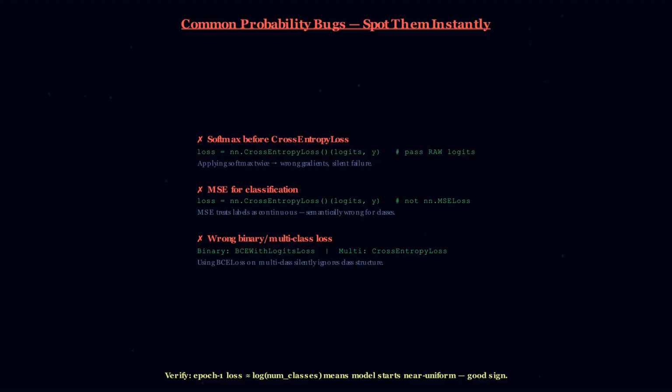Bug 3. Forgetting that cross-entropy expects raw logits, but binary cross-entropy with logits also has a separate version. nn.BCEWithLogitsLoss for binary, nn.CrossEntropyLoss for multi-class. Using the wrong one silently produces incorrect gradients. The fix for all 3. Check your loss function's documentation for what it expects, logits or probabilities, and verify by printing the loss value in epoch 1. A loss near log of the number of classes means your model starts at near uniform, a good sign.